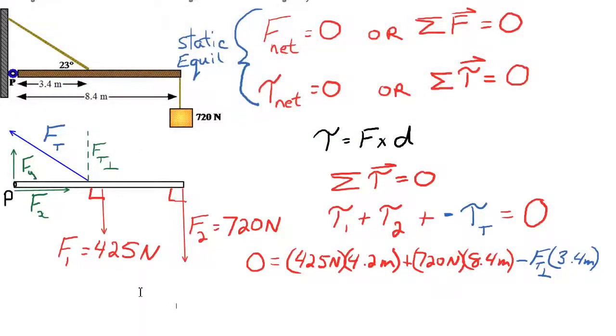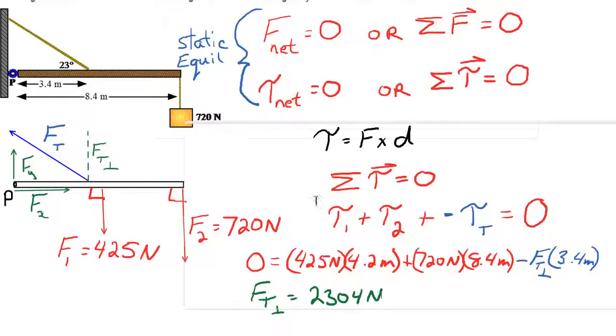Now you can see on the diagram I've labeled that Ft, and I've labeled it to look like Ft perpendicular. So that's what we're going to look for, this green dotted line. That's what we're trying to solve for. So when I work this equation out, I get Ft perpendicular is 2,304 newtons. Now that doesn't answer my question. I want to know what the tension is in the cable, not the perpendicular component. So I now know this piece.